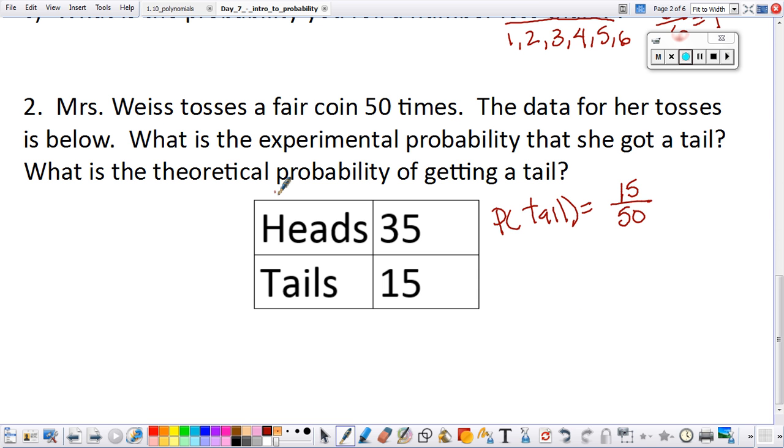The theoretical probability of getting a tail, well, when you toss a coin, getting a tail is 1 possible outcome out of 2. So the theoretical probability is that this should be 50%. Is 15 out of 50 exactly a half? No. So that's why experimental probability could be different than the theoretical.